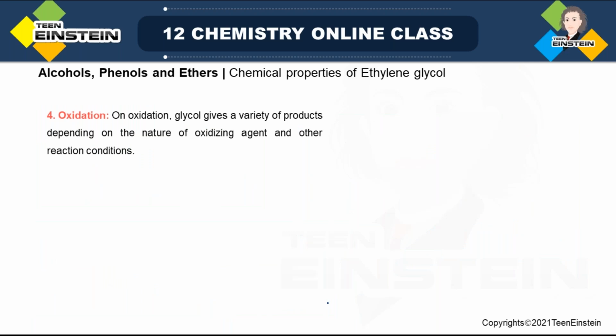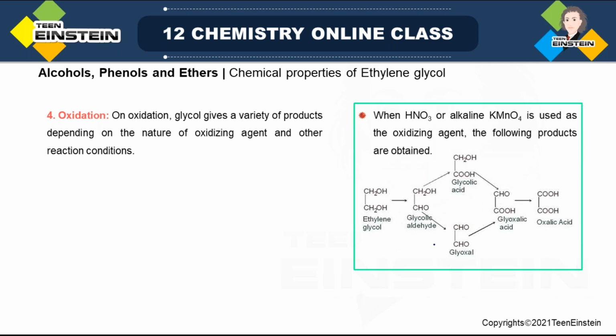Number 4 reaction is the oxidation reaction. On oxidation, glycol can give a variety of products, and that depends on what kind of oxidizing agents and other reaction conditions are maintained during the reaction. If it is HNO3 or alkaline KMnO4, they are basically oxidizing agents, then this type of reaction is possible. Now see, a variety of possibilities are there.